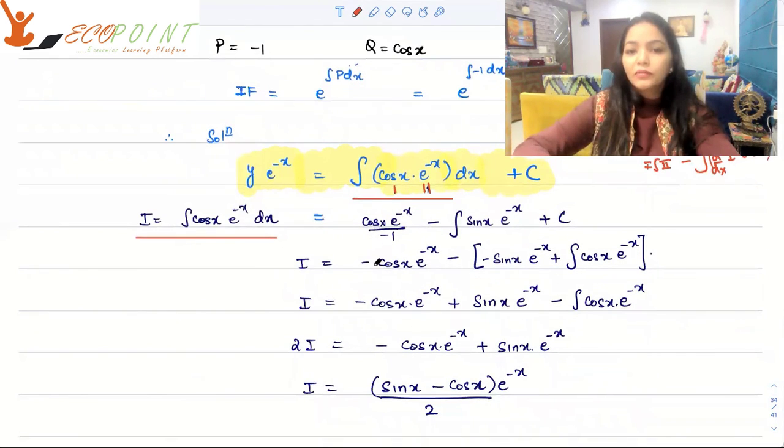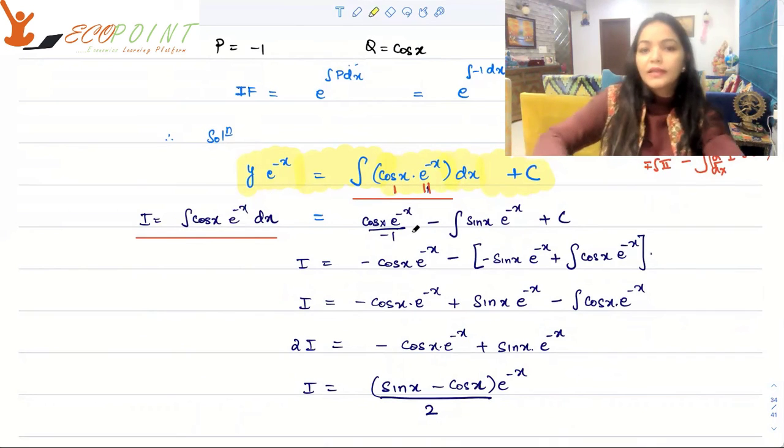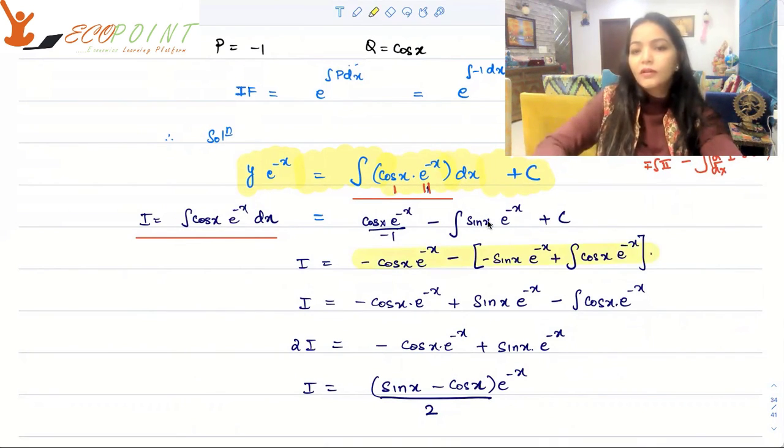So this will give you minus cos x e to the power minus x minus of, again you will have to use by parts here. So minus sin x e to the power minus x plus integral cos x e to the power minus x, which is your integral that you started off with. So that integral can come out here. When the minus sign entirely comes here, this is just I. This is I only, so this goes that side. So you will have twice of I equals to minus cos x e to the power minus x plus sin x e to the power minus x.